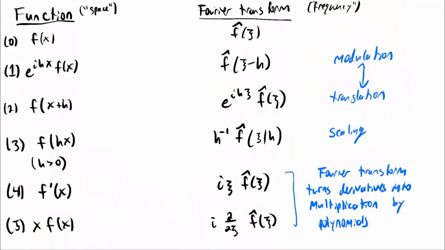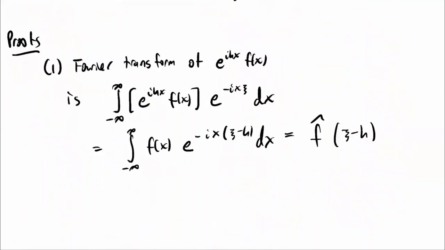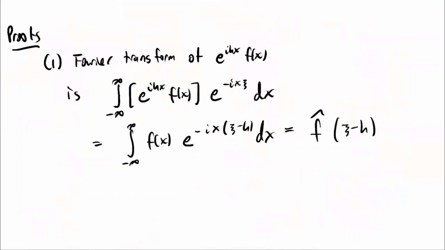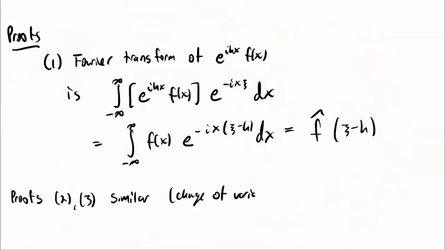And so the proofs of points 2 and 3 are also very similar. They're just different changes of variables. So maybe it would be a good exercise to pause the lecture, not the next time you watch this, but pause it now and just check 2 and 3. It's really just going to be change of variables and the definition of the Fourier transform.